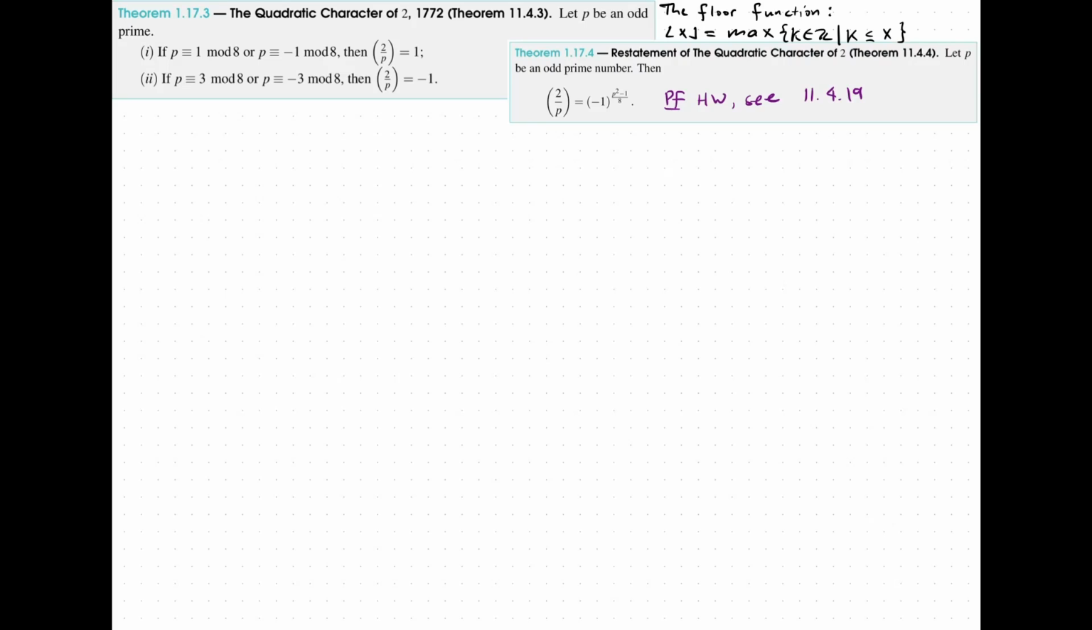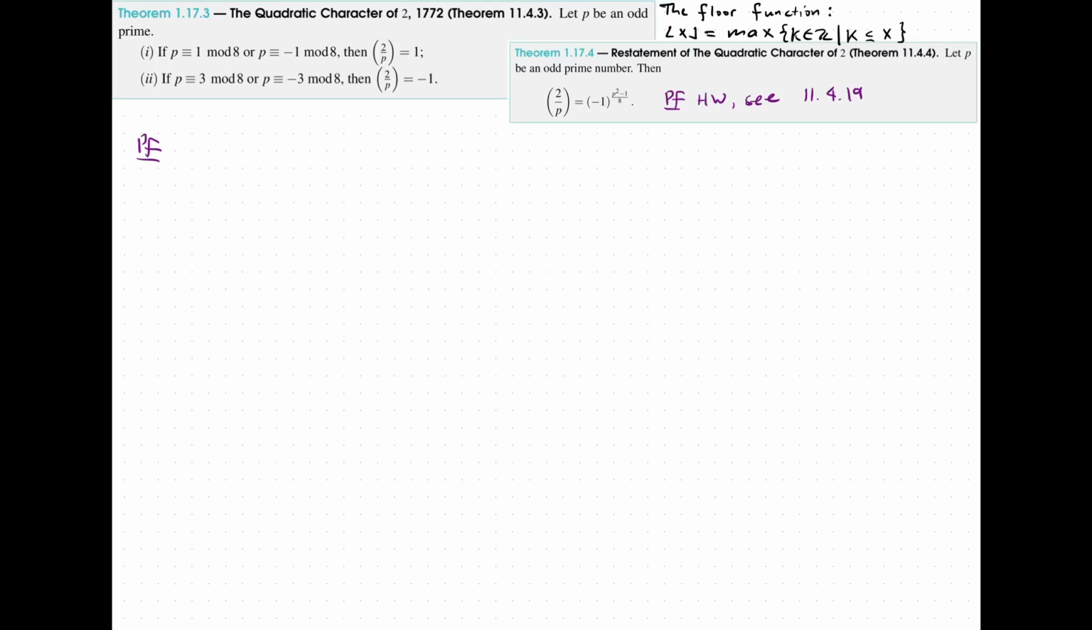For homework, you will show that this statement here is equivalent to the following, that 2 on p is equal to negative 1 to the p squared minus 1 over 8. This will be question 4.19 in chapter 11. So now, let's go ahead and prove the quadratic character of 2. Here's the proof.